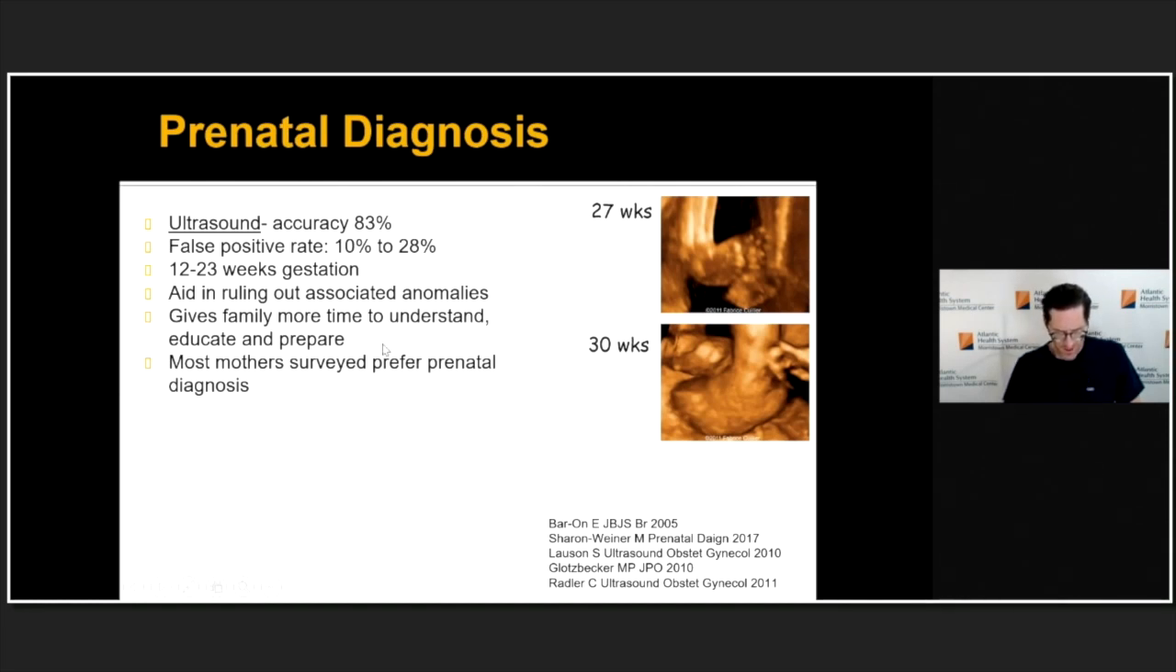The prenatal diagnosis helps us to rule out any associated anomalies, and I think most importantly gives the family time to understand the condition and get prepared for the treatment. And in fact, most mothers who've had infants with clubfeet prefer to have the prenatal diagnosis, based on studies listed over here.